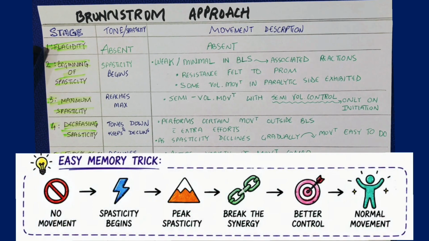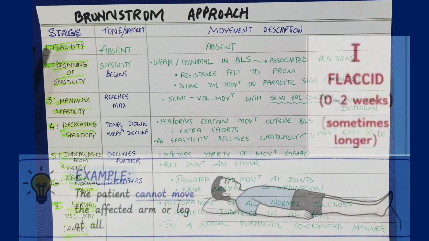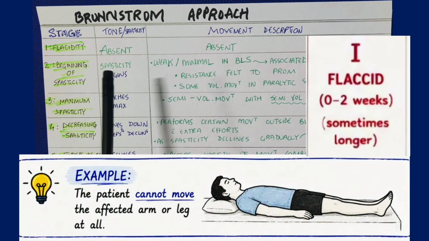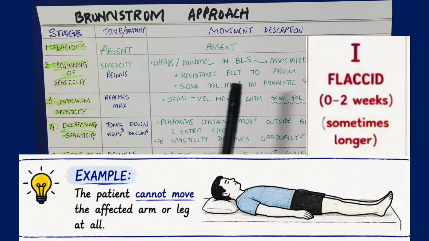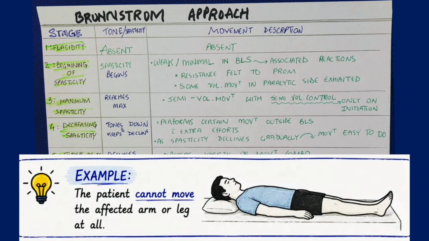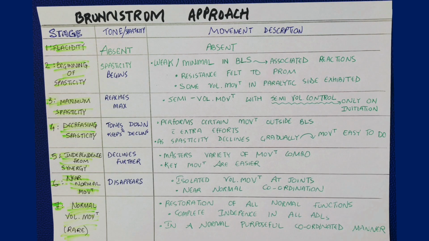Starting off with the first stage, that is flaccidity, wherein the muscle tone is absent or zero. There is no voluntary movement. There are no reflexes, so deep tendon reflexes are absent.